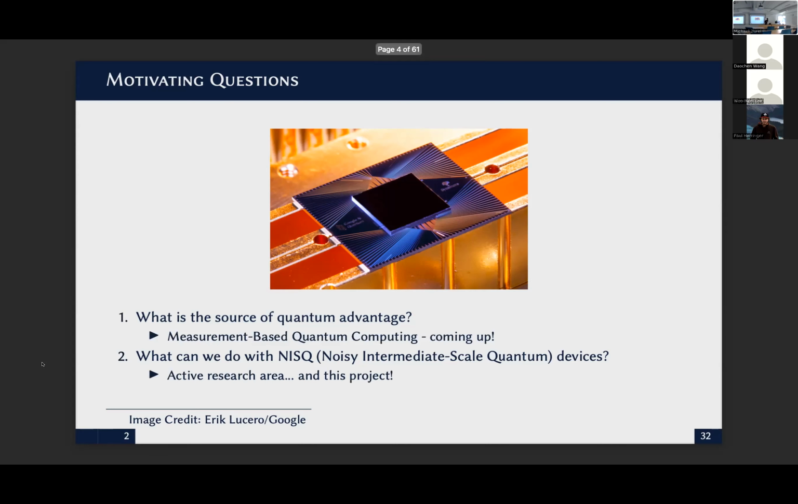So our talk is going to sit at the intersection of both of these questions. For the first question, what is the source of quantum computational advantage? I'll introduce the formalism of measurement-based quantum computing, which turns out to be a natural paradigm to discuss this question. And for the second question, we're going to be displaying results in measurement-based quantum computing on currently available quantum devices, hopefully giving us another use case, something interesting we can do with them.